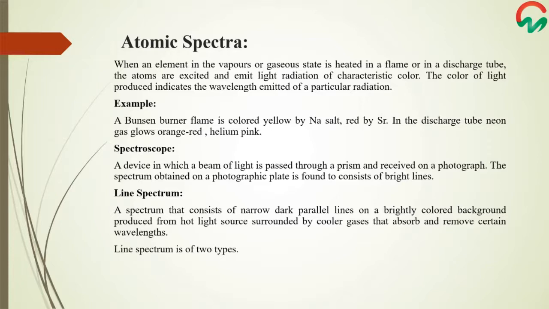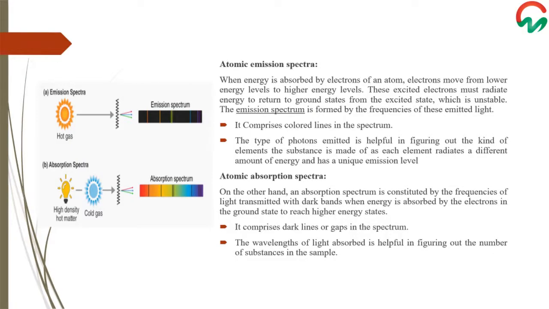The device which is used to find out the atomic spectra is called a spectroscope, a device in which a beam of light is passed through a prism and received on a photograph. The spectrum obtained on a photographic plate is found to consist of bright lines. The atomic spectrum is actually a line spectrum. A line spectrum consists of narrow, dark parallel lines on a brightly colored background produced from a light source surrounded by cooler gases that absorb and remove certain wavelengths. Line spectrum is of two types: atomic emission spectra and atomic absorption spectra.